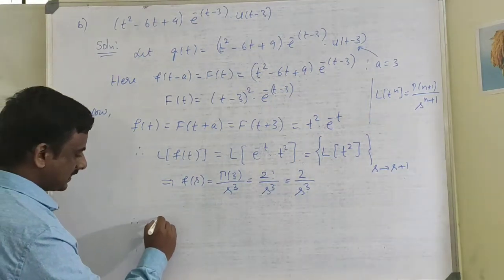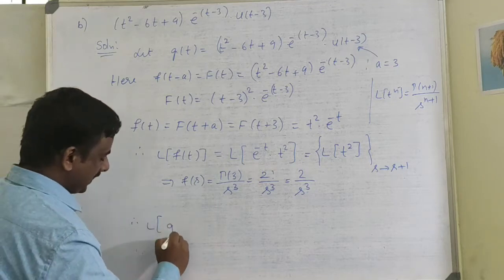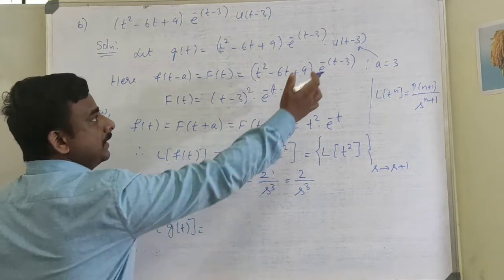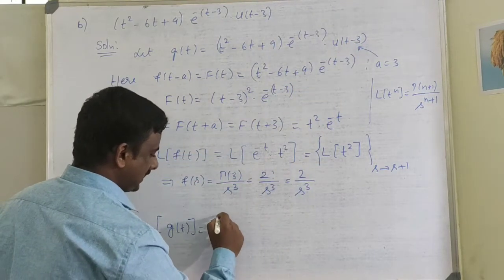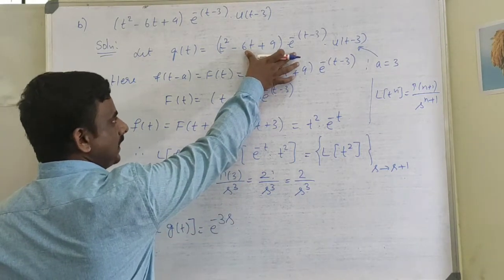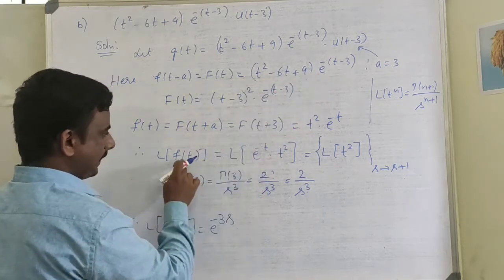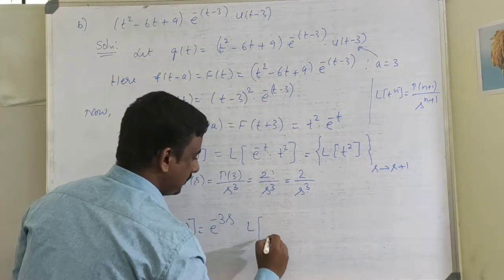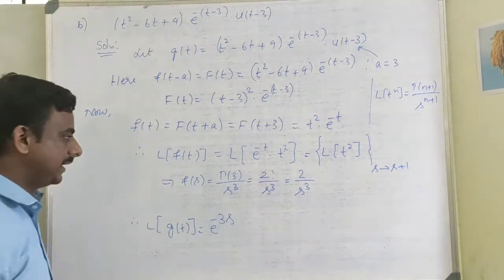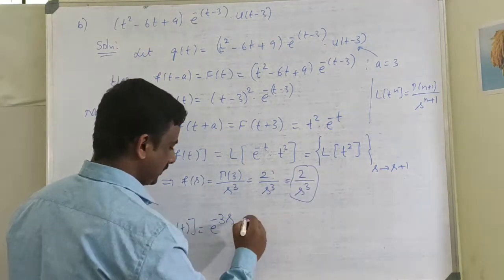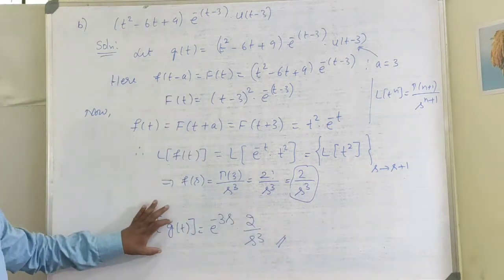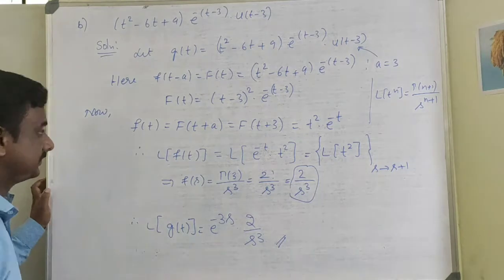Therefore, Laplace transform of g of t equal to Laplace transform of this function is equal to e power minus as, that is e power minus 3s into Laplace transform of f of t. It is not Laplace transform of f of t minus a, it is Laplace transform of f of t. So e power minus 3s into 2 by s cube. So that is the Laplace transform of the given function g of t.